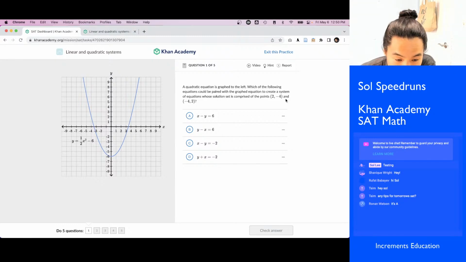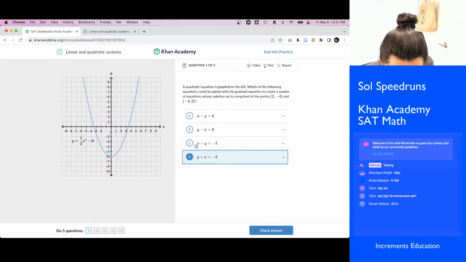Whose solution set is comprised of 2, minus 4 and minus 4, 2. So we just need to have a line like this, with some sort of negative slope. If it's minus 4, 2, that's just a negative slope of 1. So I just need a negative slope of 1. So it could be D. It could also be, no, it could only be D.